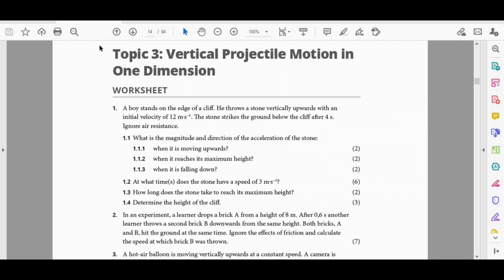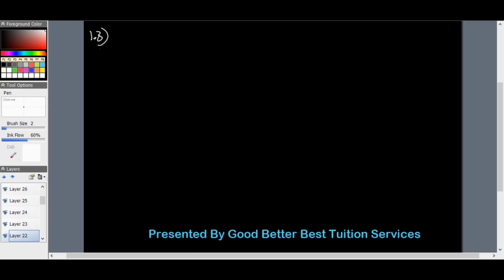The question was, how long does the stone take to reach its maximum height? For this we use the same formula. Vf is equal to Vi plus g delta t. Maximum height is obviously when it's up as positive. So once it reaches maximum height, what do we know? Vi is equal to 12 meters per second. Maximum height is going upwards, so I'm choosing upwards as my positive direction.